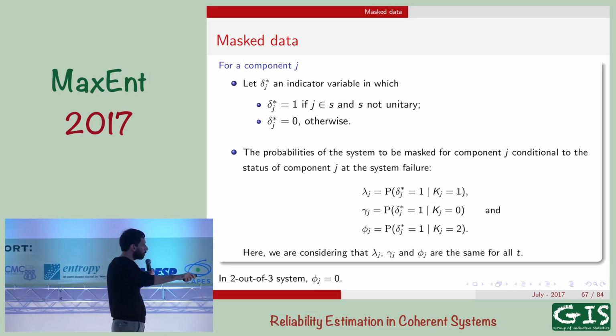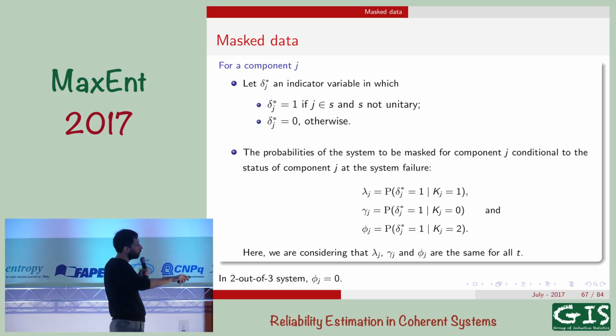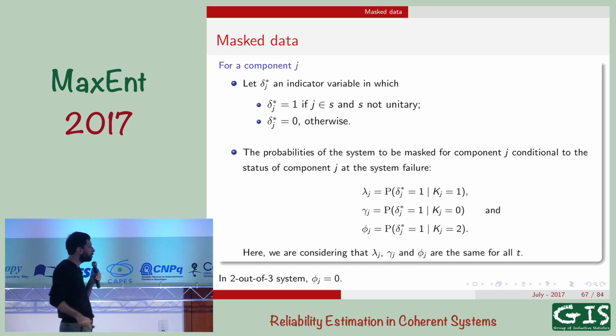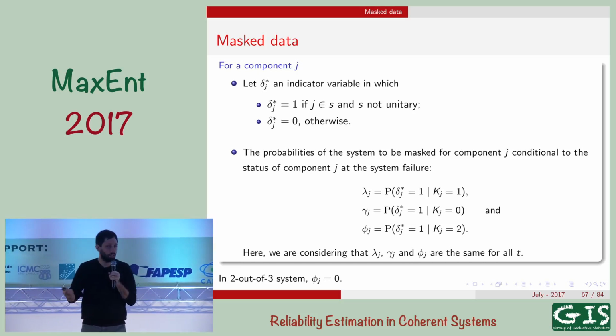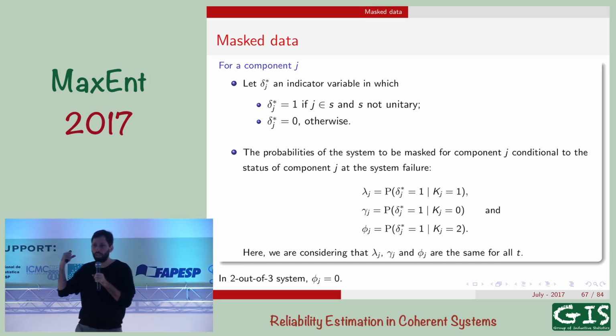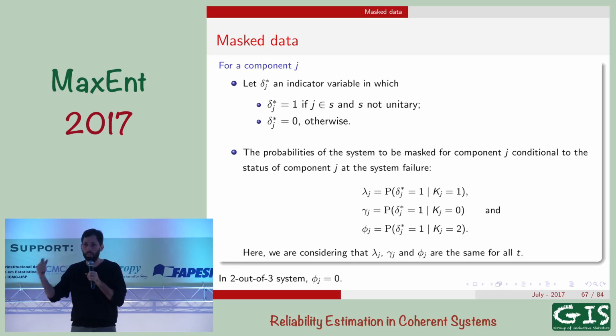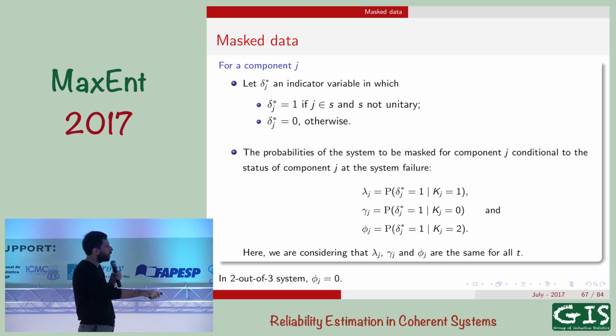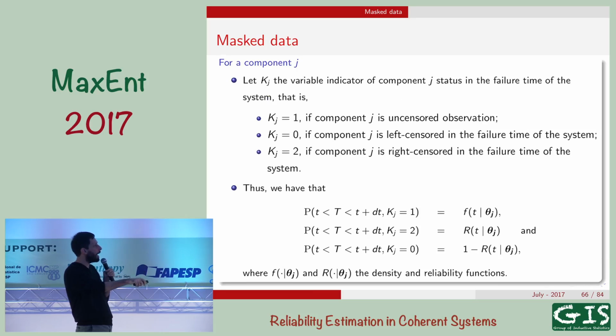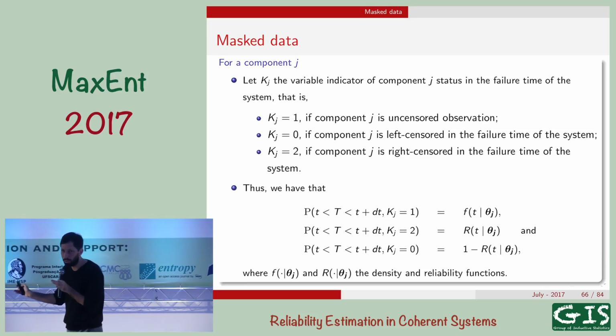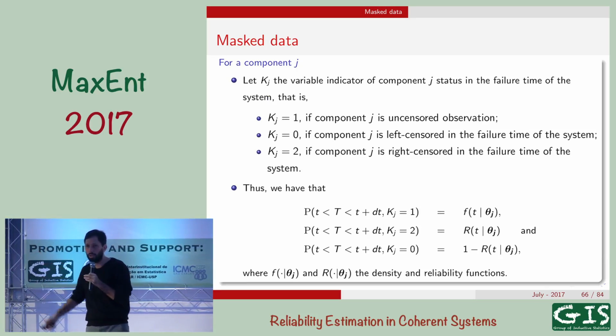For working in this way, we will need these conditional probabilities. And in the specific case of this 2 out of 3 system, this one will always be 0. So it is not possible that a component is inside a set of failure and also right censored. In the case of this structure, this is not always true. It is just for this structure.